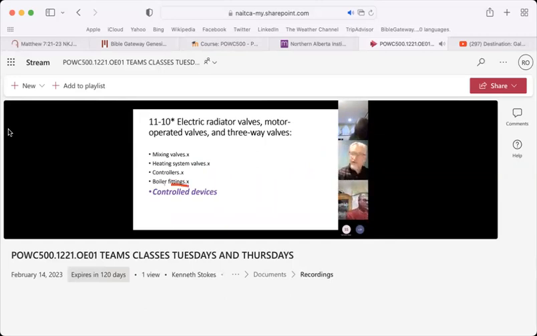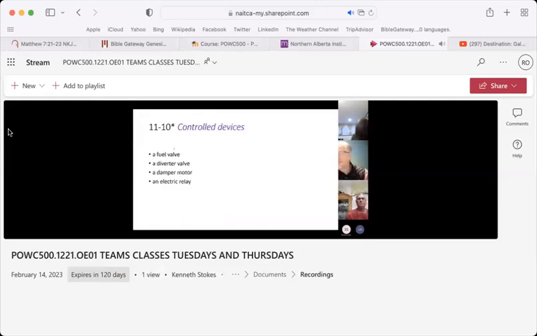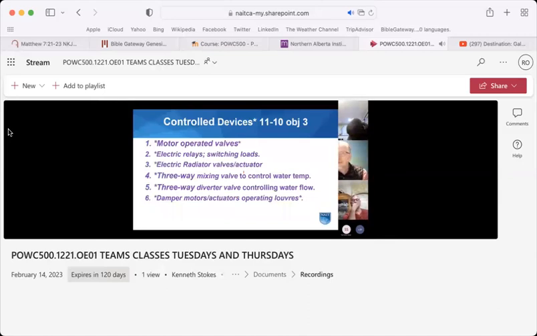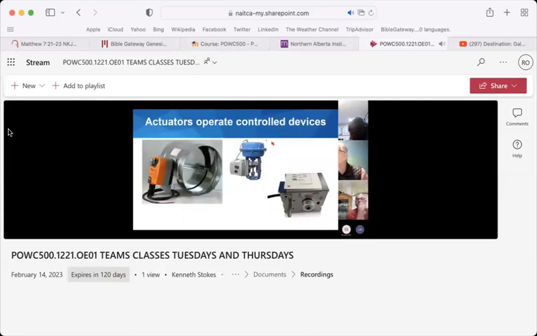Electric radiator valves, motor operated valves, and three-way valves. These are controlled devices. Some examples of controlled devices: fuel valve, diverter valve, damper motor, or electric relay. So all of the above. And this is the same question: fuel valve, diverter valve, damper motor, and electric relay. And a longer list on the next page: motor operated valves, electric relays, electric radiator valves, three-way mixing valves, three-way diverter valves, damper motors, operating louvers.